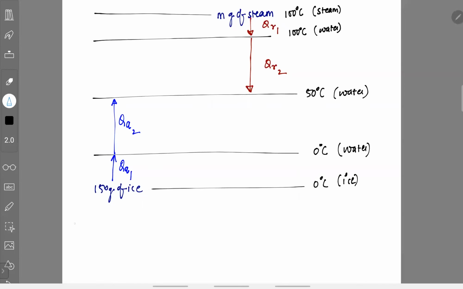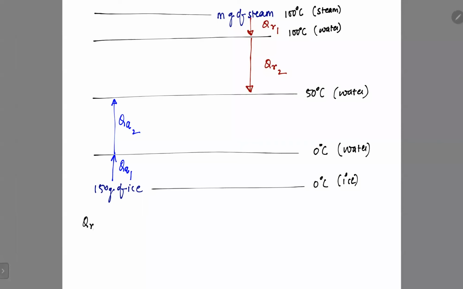Now, let us write down the value of these things, one by one. First, I will write down the value of Q released 1. In the case of Q released 1, should I use the formula MC delta T or ML? ML. So M into L. But what should I use, vaporization or fusion? Vaporization, beta. Steam to water. Water to steam is vaporization. Remember?